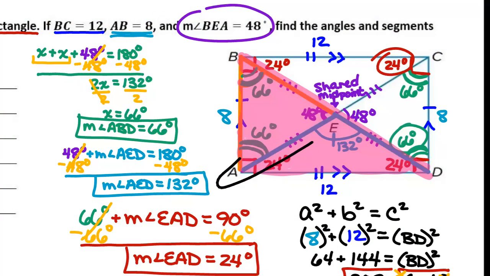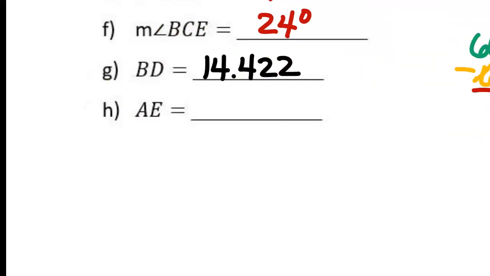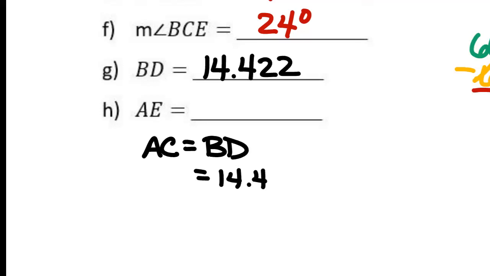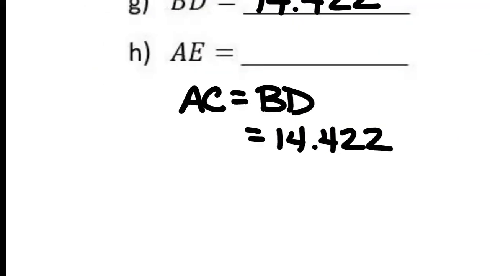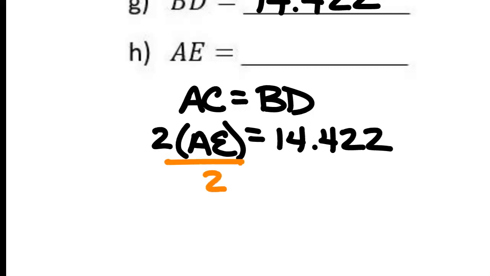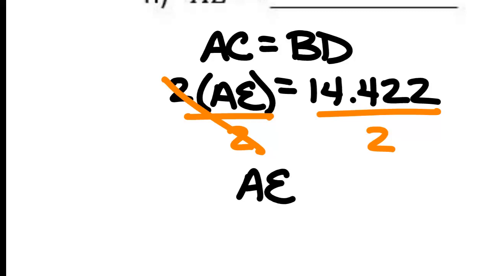14.422. How can I find segment AE, this part right here? Yes, absolutely correct. So AC is equal to BD. We know BD is 14.422, and AC is 2 times segment AE. So then we divide both sides by 2, and segment AE is 7.211.